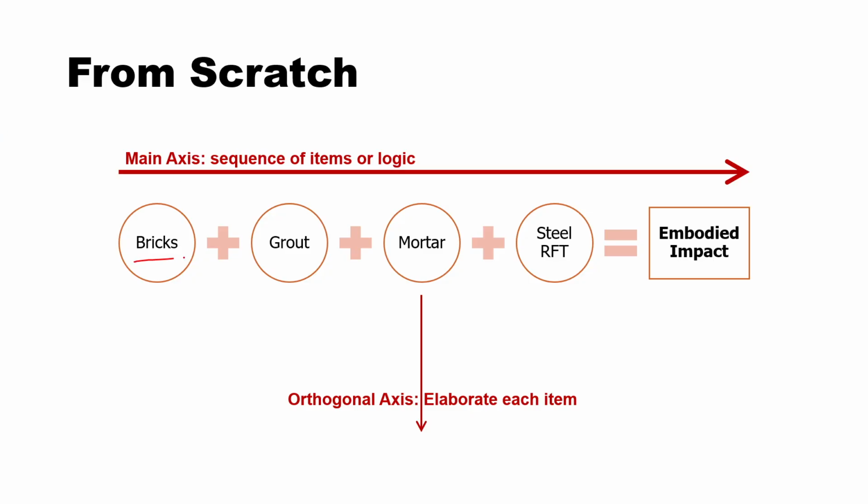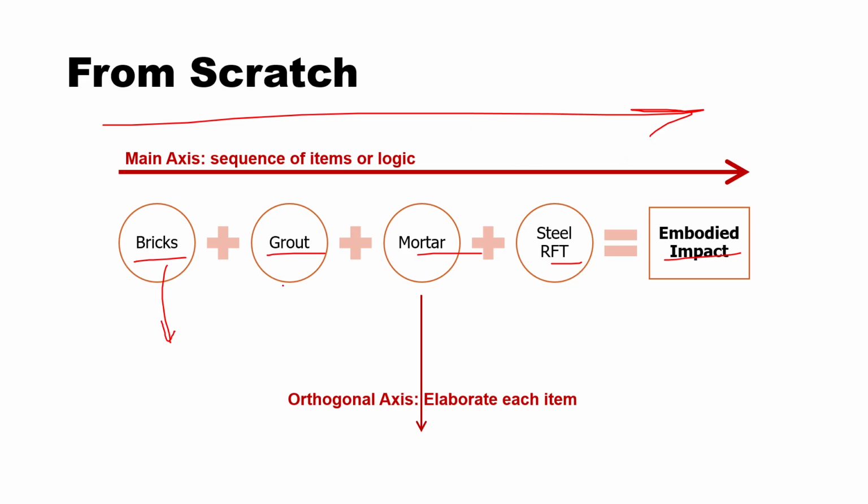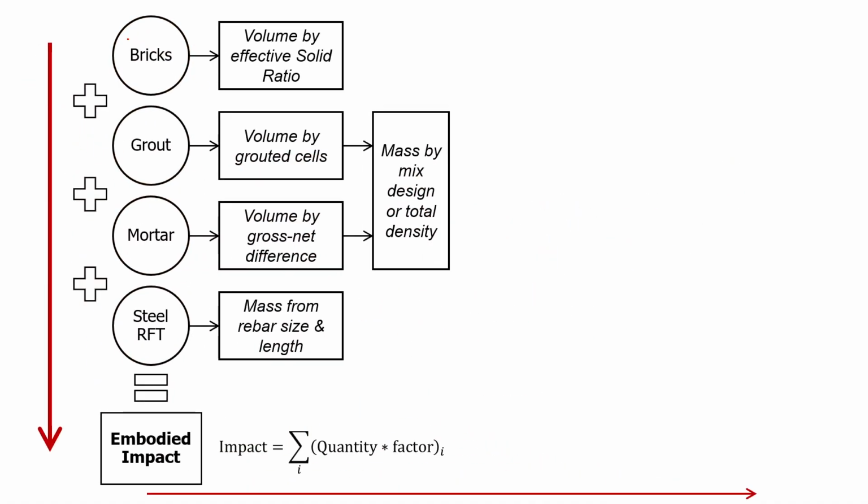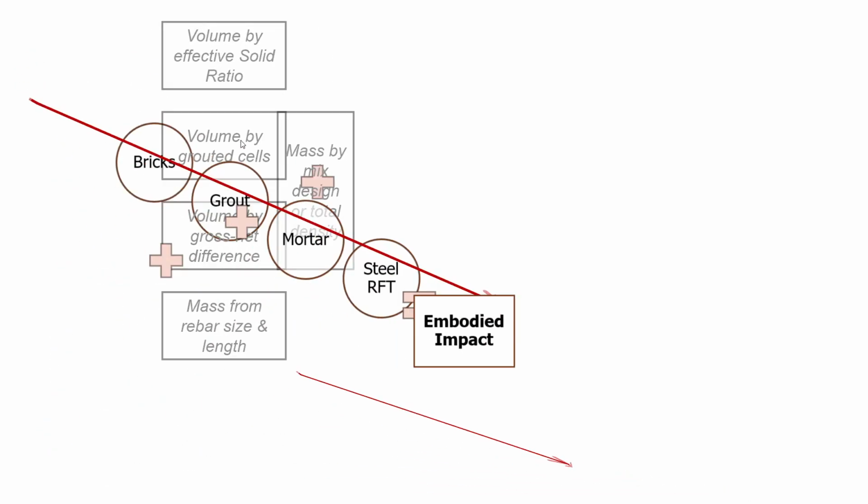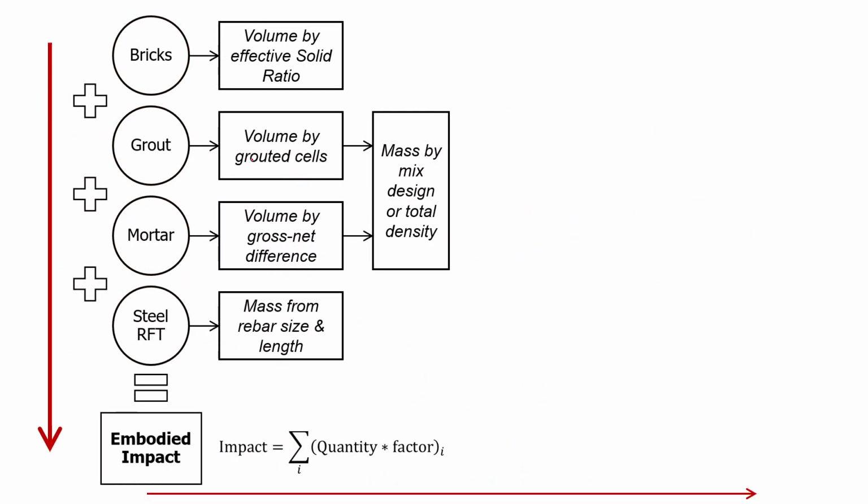I'm not recreating anything. I'm just using the constructs. So I have bricks plus grout plus mortar plus steel reinforcement gives me environmental impact, and this is the main axis of my narrative, of my logic. And perpendicular to it, I may perhaps talk about how to calculate each of the different parts. Having the orthogonal direction in this vertical may not be optimal for me. So I may try to flip the axes. This is what I just did. I just flipped the axes.